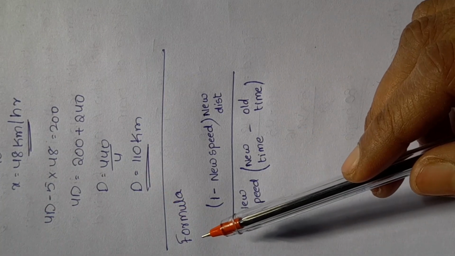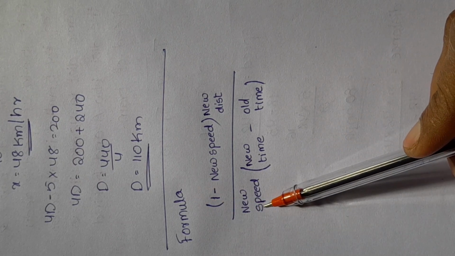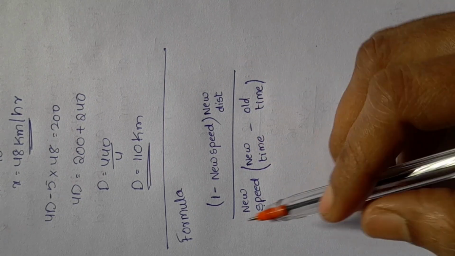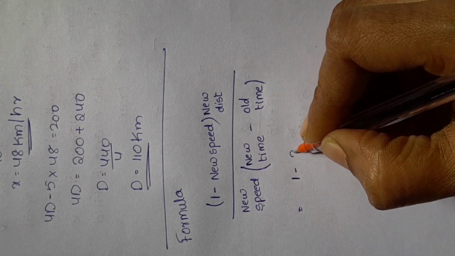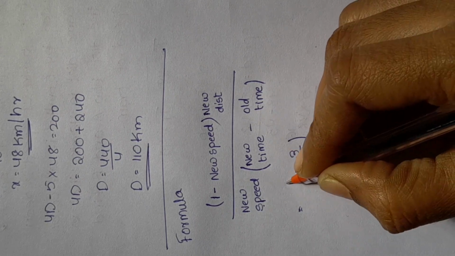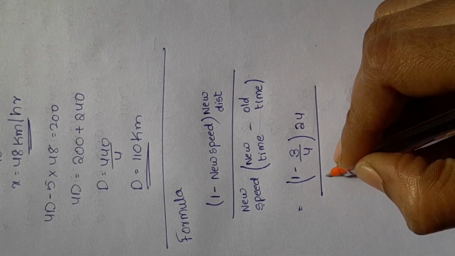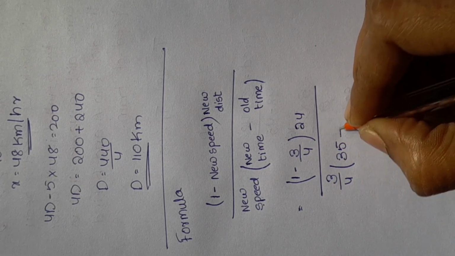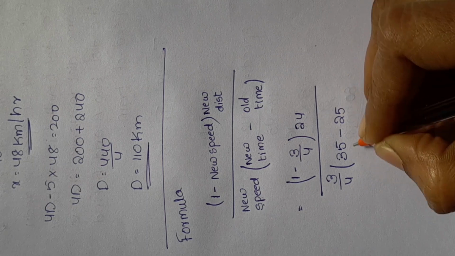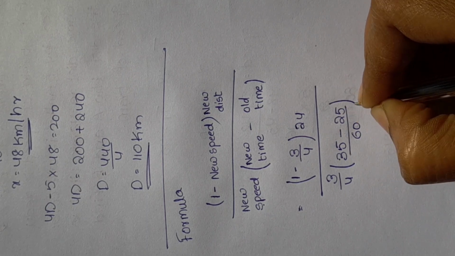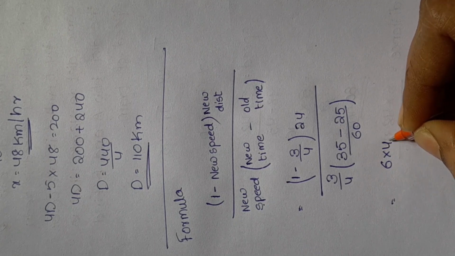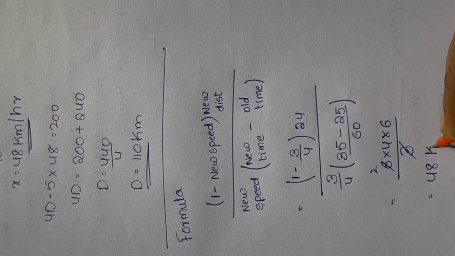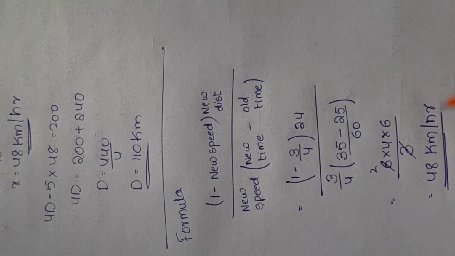Instead of all the above calculations, if we remember this formula, it is easy to solve such types of questions. The formula is 1 minus new speed by new speed into new time minus the old time. Let us substitute the values. 1 minus new speed, which is 3 by 4 of the usual speed, into new distance 24 by new speed 3 by 4, into new time given as 35 minus old time 25. By converting this into hours, divided by 60, we get 6 into 4 into 6 by 3. We get 48 kilometers per hour is the speed.